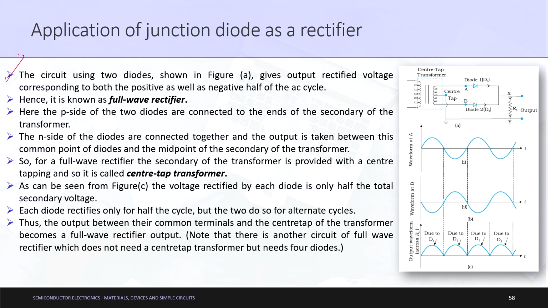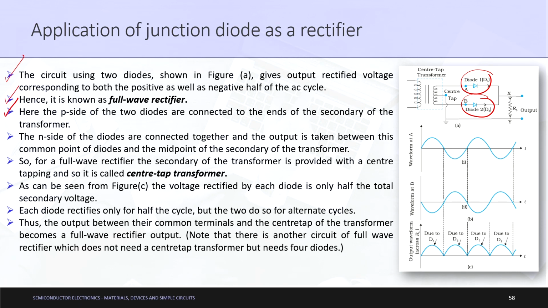The circuit using two diodes, one diode and a second diode, shown in figure A gives output rectified voltage corresponding to both the positive as well as the negative half of the AC cycle. Hence, it is known as the full wave rectifier. How is the output being obtained? We will try to understand this by iterating step by step.